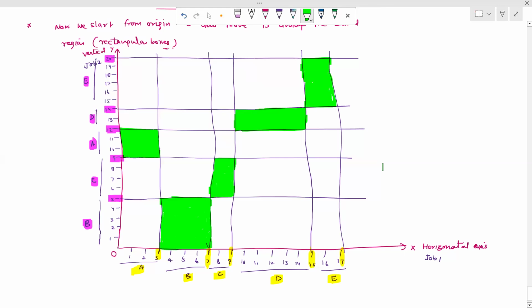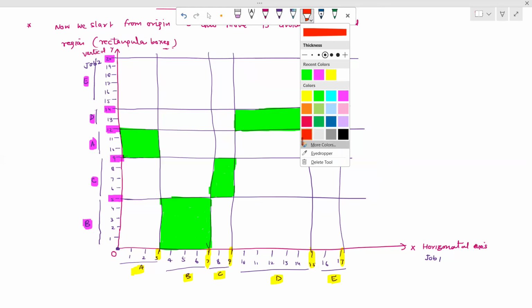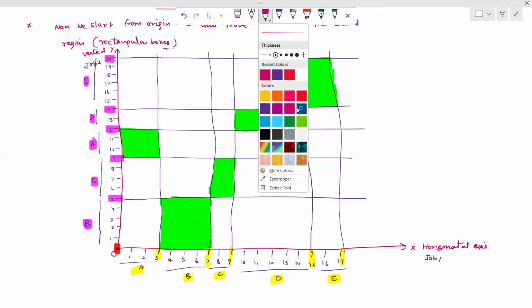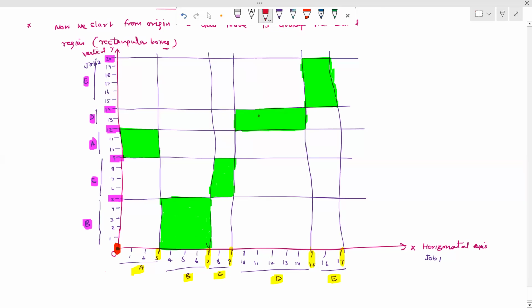Okay, so you must have understood that the common region of both machines, the common blocks, we have shaded them. We do not cross these shaded regions. After doing this, we shall start from the origin. This is our starting point. Now we move at 45 degrees. We take both sides at the same time.